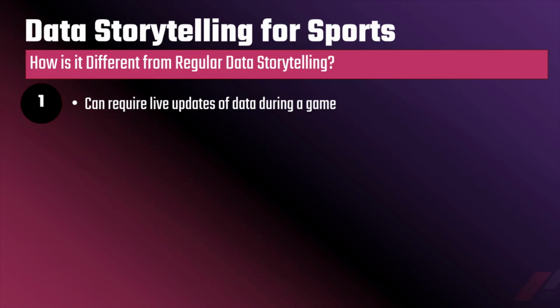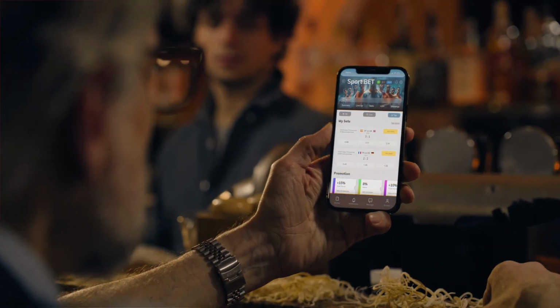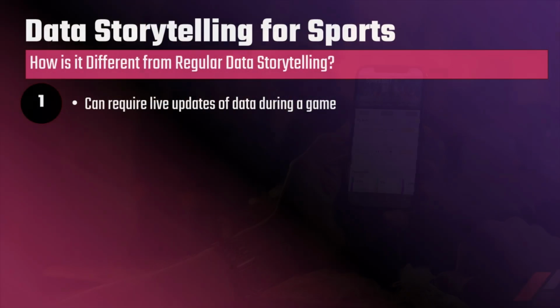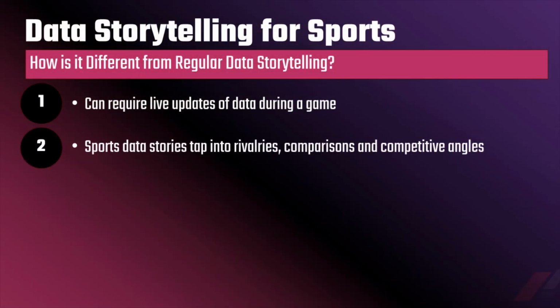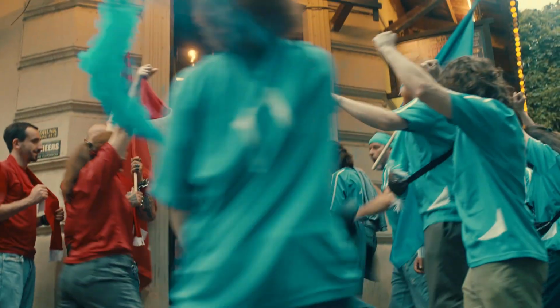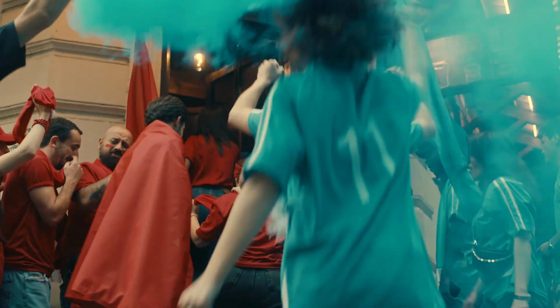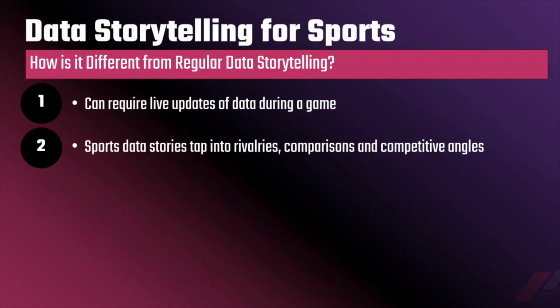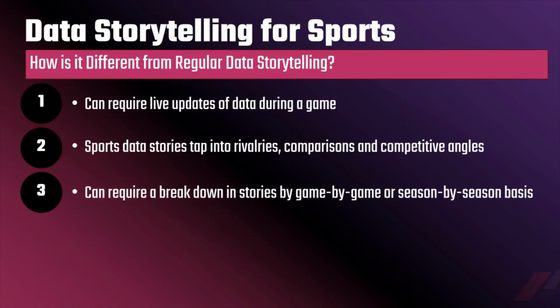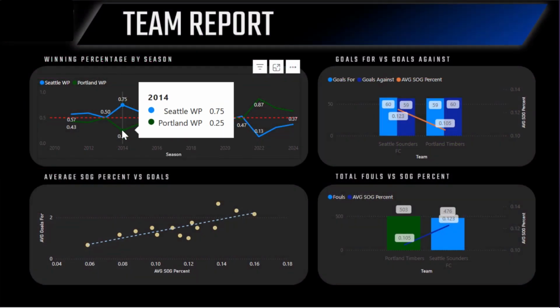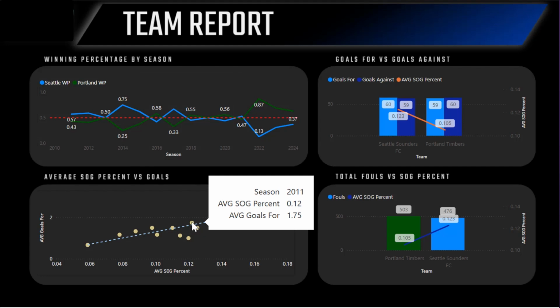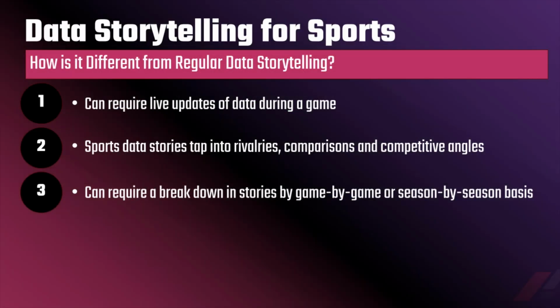First, sports content often require live data updates during games, which means data stories must be dynamic and adaptive. Second, sports fans are passionate. Storytelling must tap into rivalries, records, and historical comparisons to resonate. Third, unlike business or finance, where trends might evolve over months or years, sports data storytelling needs to break down performances on a game-by-game or season-by-season basis.